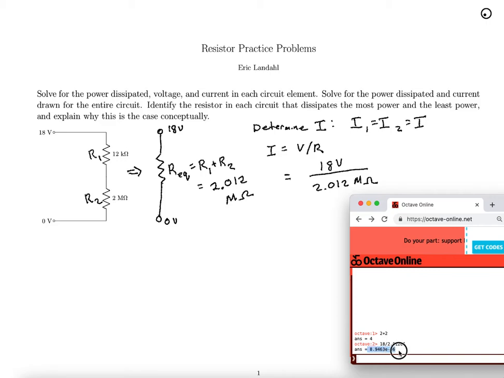8.9 times 10 to the minus 6. The units will be amperes because it's a volt over an ohm. Or we could more simply write that as 8.9 micro amperes. It makes sense it's a small current because the current is severely limited by the presence of this very large 2 mega ohm resistor.